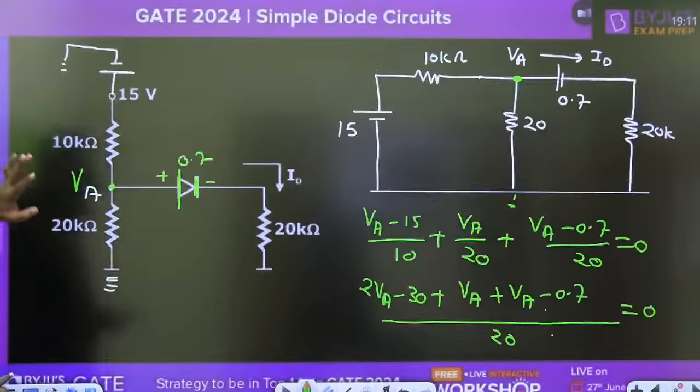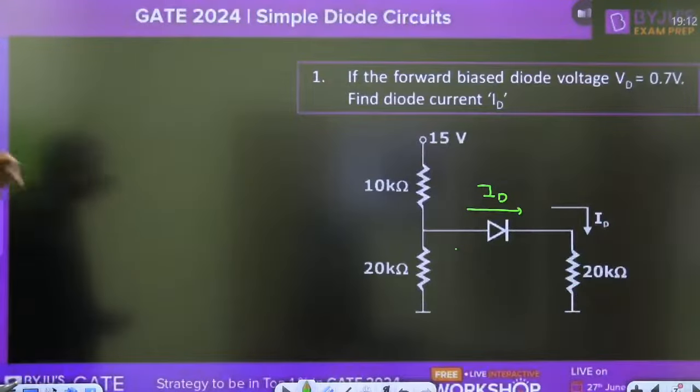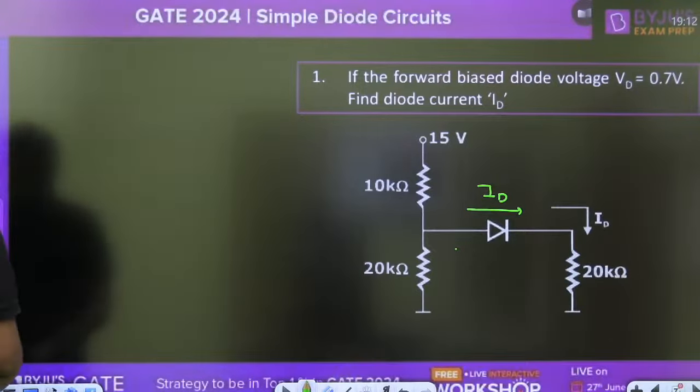So this is the first question. In any competitive exams, you will get this type of question, so try to solve this one. This is a simple diode circuit. Now, ready to solve the second question, guys?